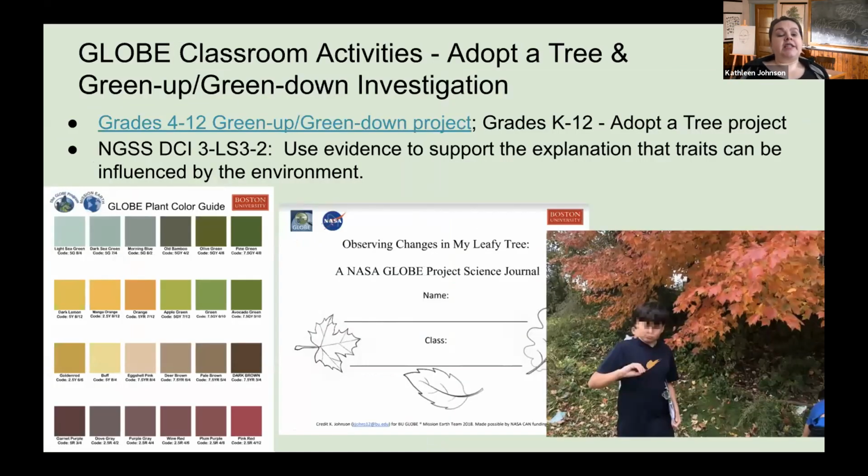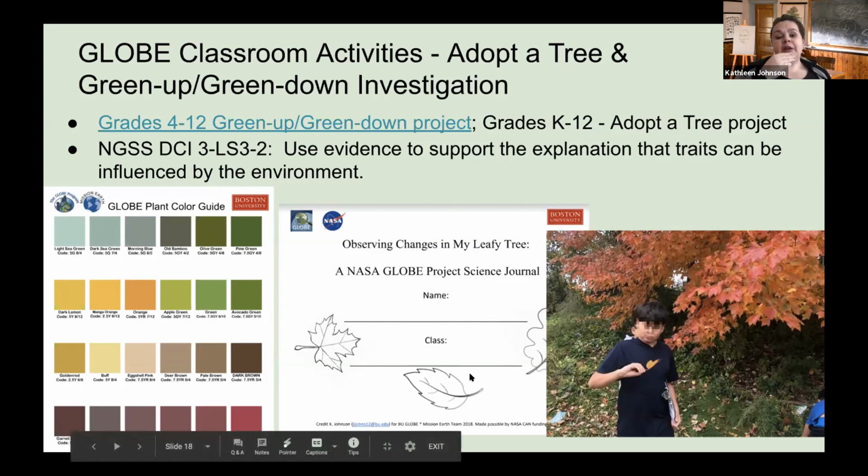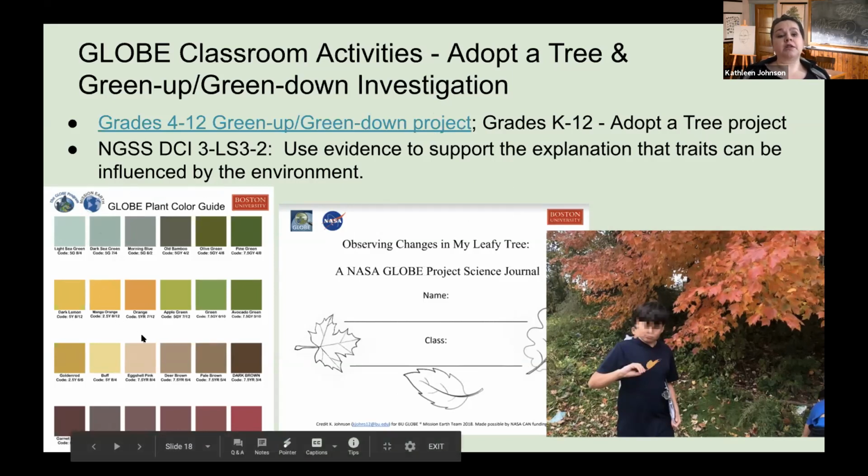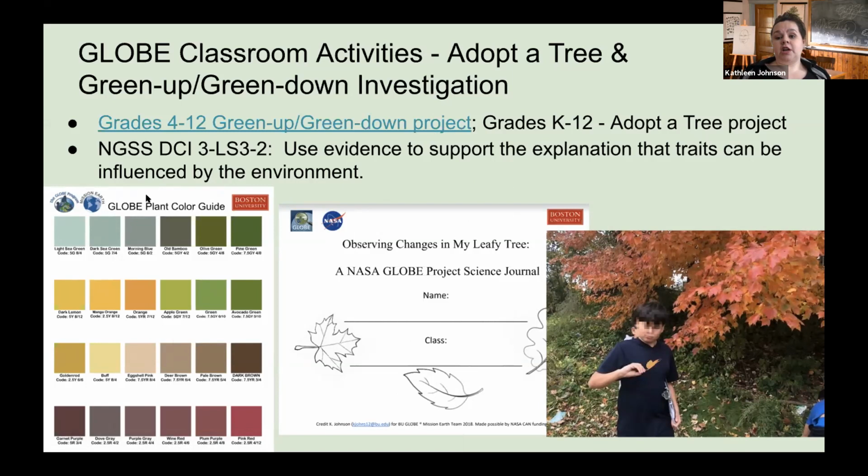Finally, with Globe activities, there is the Green Up, Green Down investigation, and for a broader scope, the Adopt a Tree investigation. Supplementary resources that we have for that: we actually have a project science journal that is an annual journal. Students can start in the fall, and there are pages for them to track green down with the color of either their leaves for older students, or if they're doing Adopt a Tree as younger students, tracking the color of their whole tree.